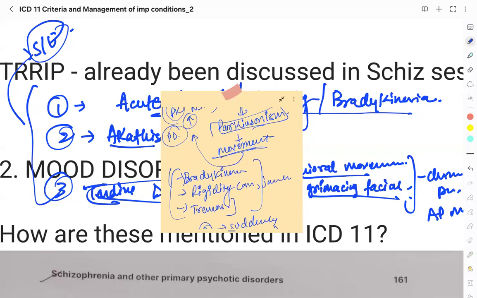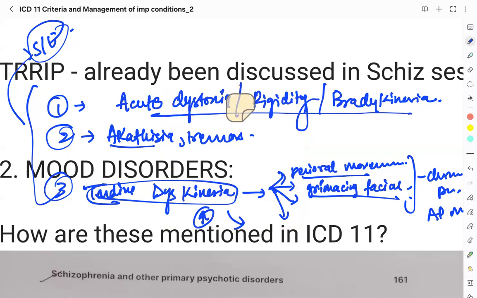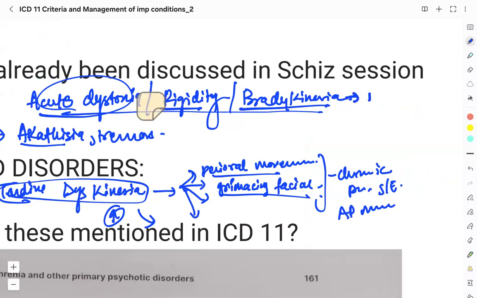So all of these, which we saw here, acute dystonia, rigidity, bradykinesia, are due to initial blockage of dopamine receptors in the nigrostriatal pathway, or let's say the striatum. All right.